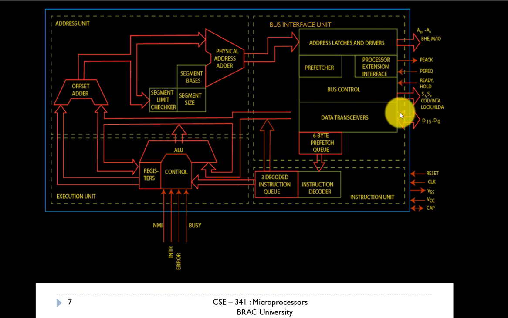the instruction is fetched from the memory. This instruction is stored in the 6-byte prefetch queue. It should be kept in mind that the next instruction is also stored in the queue. Then it goes to the instruction decoder in the instruction unit. The instruction decoder converts the opcode that it receives from the memory into assembly language.